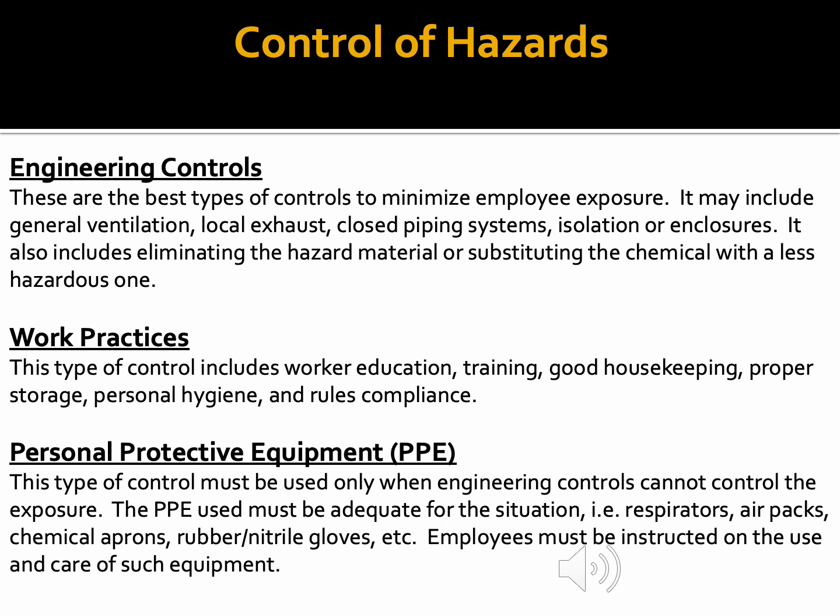3. Personal protective equipment. This type of control must be used only when engineering controls cannot control the exposure completely. The PPE used must be adequate for the situation, i.e. respirators, air packs, chemical aprons, rubber nitrile gloves, etc. Employees must be instructed on the use and care of such equipment.